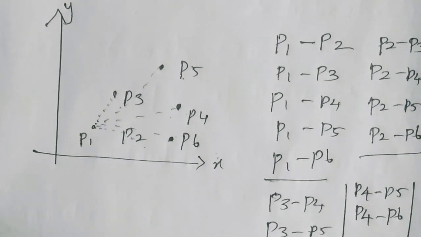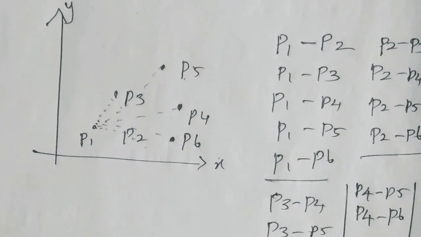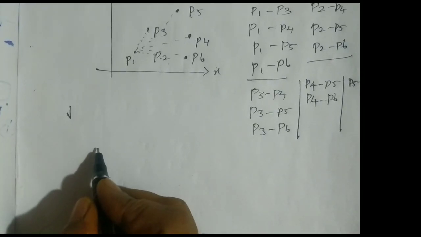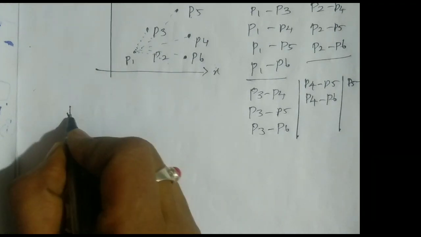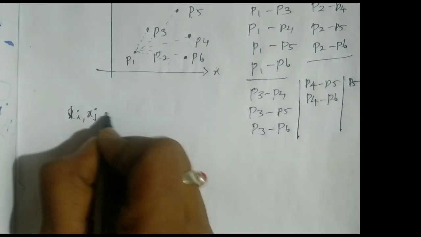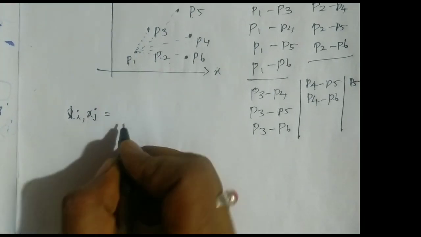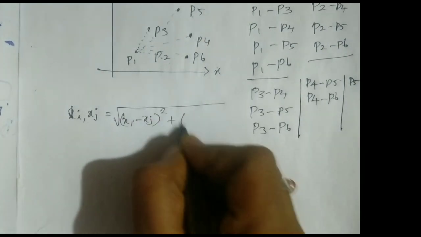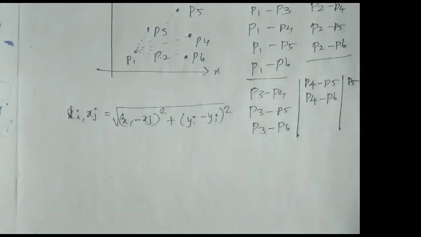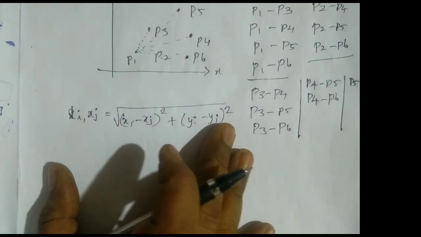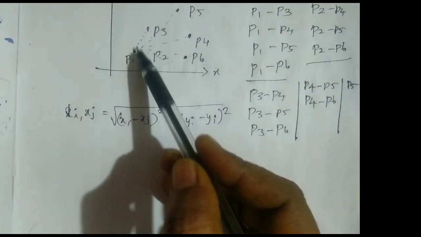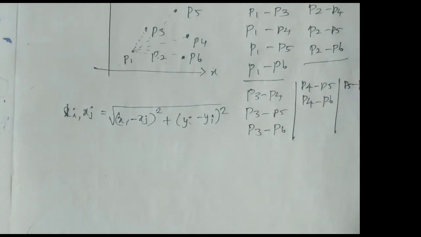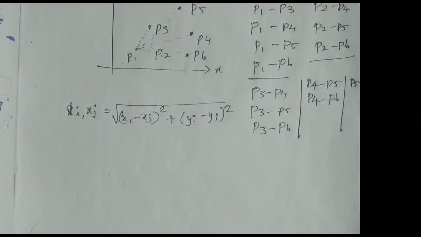The basic formula for calculating the distance between 2 points is this. Let us consider the 2 points xi and xj. The formula is the square root of xi minus xj the whole square, plus yi minus yj the whole square. By using this formula, we can find, for example, from p1 to p2, the distance from this point to this point. Likewise, we can find the distance between each and every pair of points.